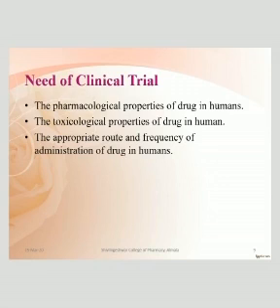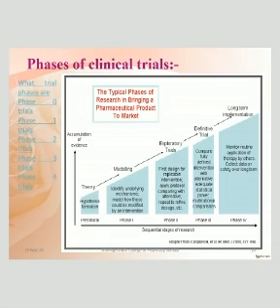Next is the need for clinical trials. They help to determine the pharmacological properties of the drug in humans, the toxicological properties of the drug in humans, and the appropriate route and frequency of administration of the drug in humans. Clinical trials are very important. After that, the phases of clinical trials.